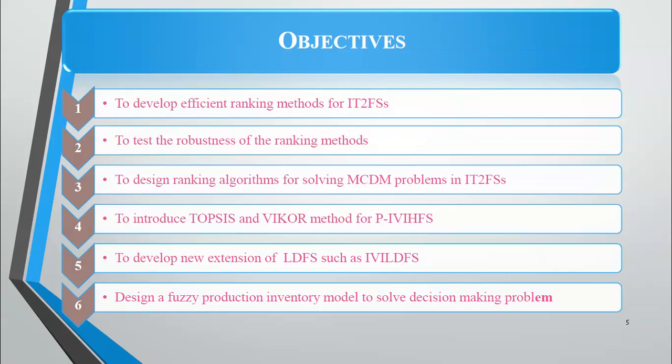Here we discuss some of the objectives of this thesis. Solving multi-criteria decision-making problems is the main objective of this thesis. The other objectives are to develop an efficient ranking method for interval valued type 2 fuzzy sets, to test the robustness of the ranking method, to design a ranking algorithm for solving MCDA problems in interval valued type 2 fuzzy sets, to introduce TOPSIS and VIKOR methods for probabilistic interval valued hesitant fuzzy sets, to develop new extensions of linear Diophantine fuzzy sets such as interval valued linear Diophantine fuzzy sets, and to design a fuzzy production inventory model to solve decision-making problems.